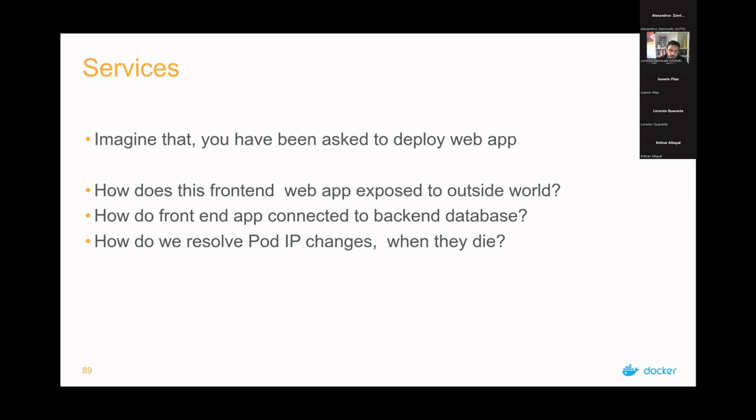they are there because, for instance, we have been asked to deploy a web application. And the questions are, how is this front-end web application exposed to the outside world? How does the front-end app connect to the backend? And how do we resolve pod IP changes, okay, when they die? Because when the pod dies and then comes up again, of course, the pod could change the IP address. Or if the pod is migrated from worker 1 to worker 2, of course, it could also change the IP address.